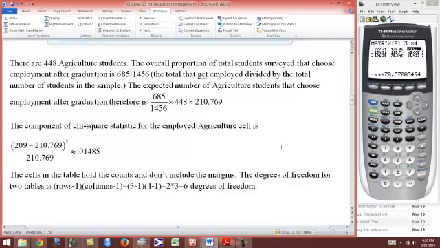Actual minus the expected squared divided by the expected, or around 1.5%. The cells in the table hold the counts and don't include the margins. The degrees of freedom is rows minus 1. This is for any two-way table, definitely for any test for homogeneity, and we have another one that uses the same approach for independence. Rows minus 1 times columns minus 1, which is 3 minus 1 times 4 minus 1, or 2 times 3, 6 degrees of freedom.